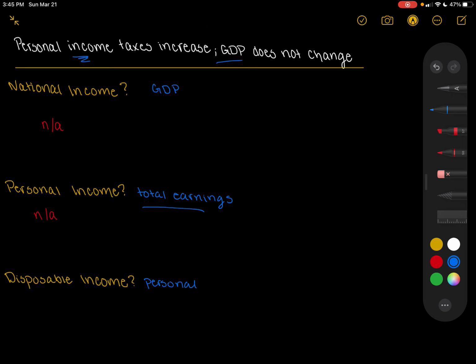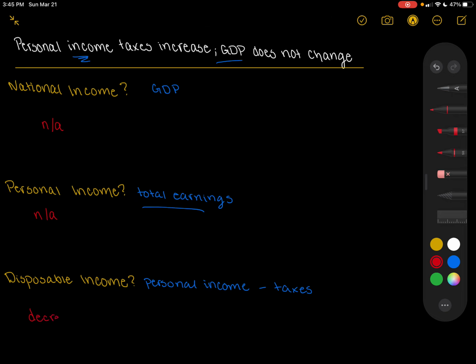Now, disposable income, however, let's recall that this is equal to a person's personal income, which we just said is total earnings, right? So their personal income minus their taxes that are paid. So taxes would be that personal income tax, and that's what they're left with at the end of paying taxes. They're left with this disposable income, which they can then spend on whatever they'd like. So disposable income in this case is going to decrease.